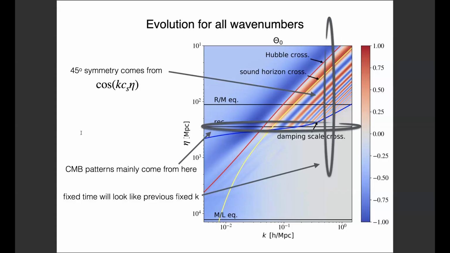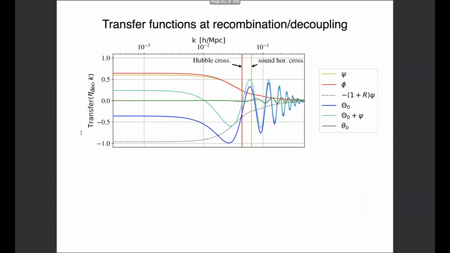Everything is parallel to lines with a slope of 45 degrees. And if you do a cut into this surface on a horizontal line, it will look like the cut on a vertical line. So when we will be interested in the dependence of theta 0 on k, it will look very much like in the previous plot we had, where we had fixed k, and we looked at the dependence of theta 0 on time. What else can we say?